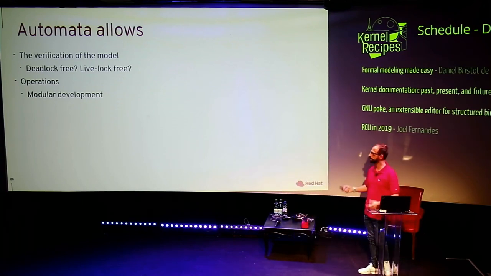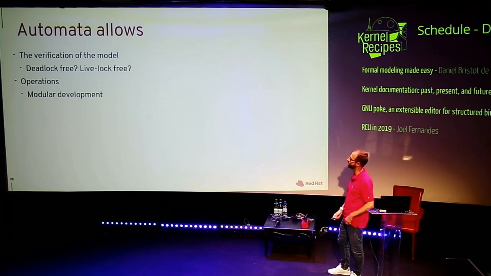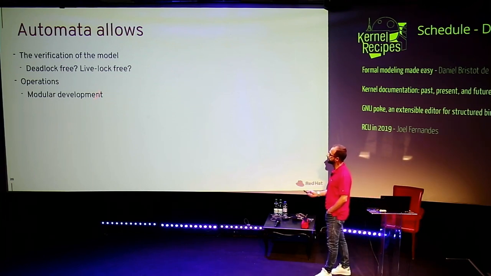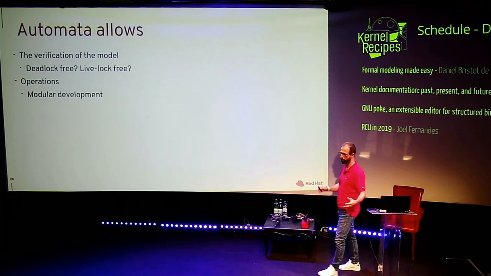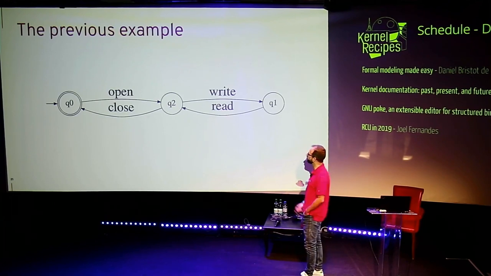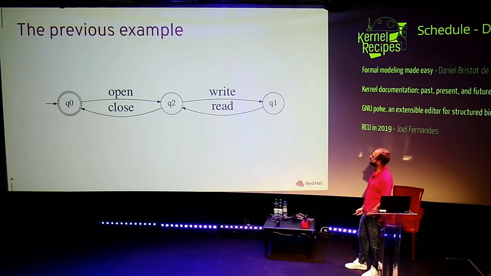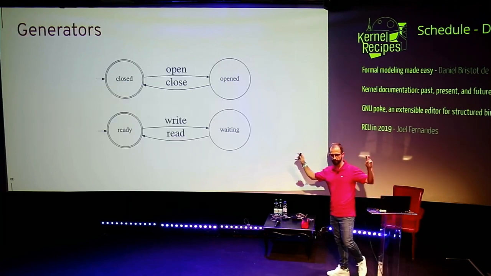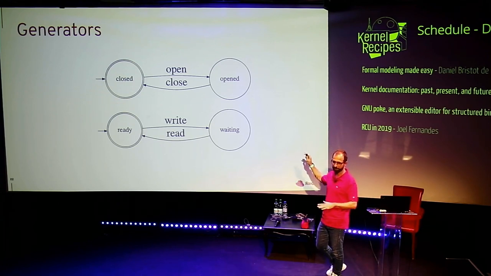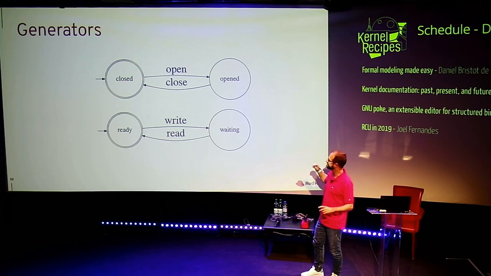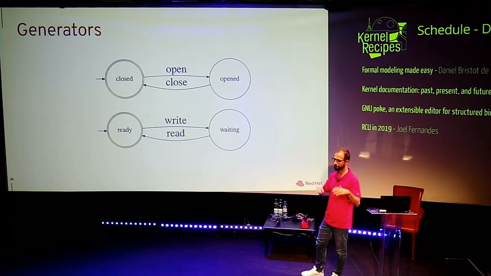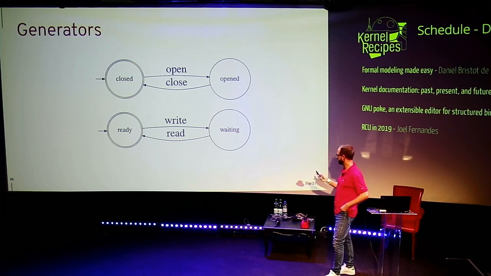For example, we can use temporal logic for verifying one automaton. We can easily check if my model is deadlock free or livelock free. It also allows operations. I can join two automata to build a bigger automaton. So taking this very simple example, I can interpret the system as the joint of two generators of events. And here I'm explaining a methodology, right? I can see this system, break it down into two independent subsystems, one that opens and closes the socket, and another that writes and reads in the socket.